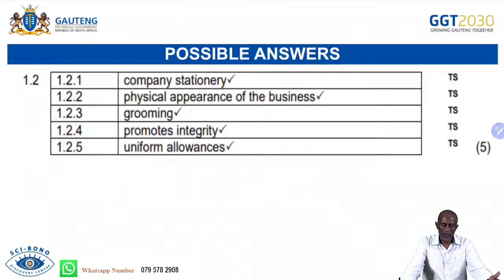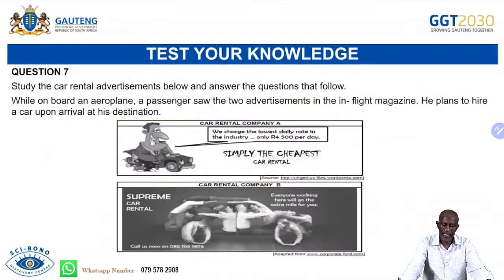Right, here are your answers. 1.2.1 matches with company stationery, physical appearance of the business, grooming promotes integrity and uniform allowance.